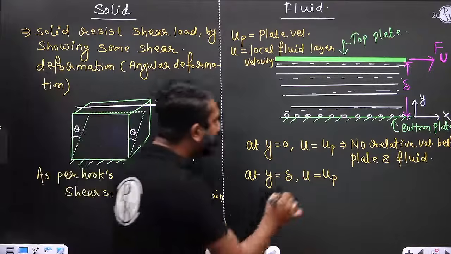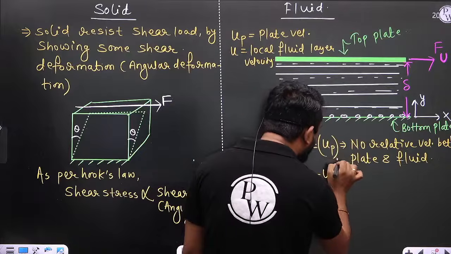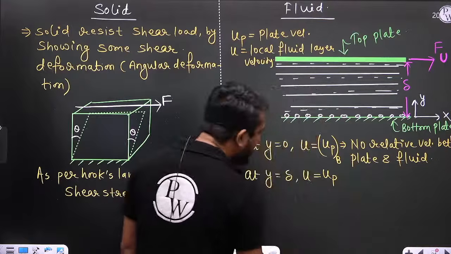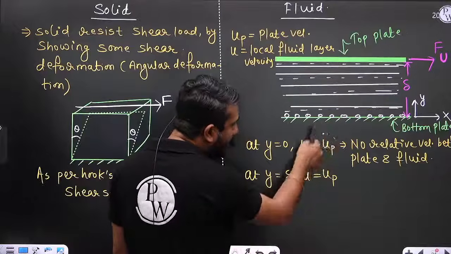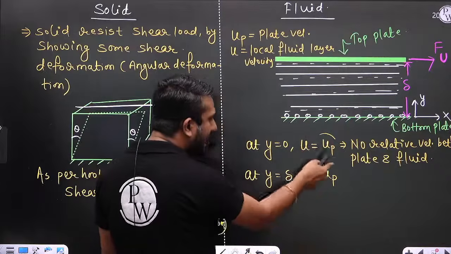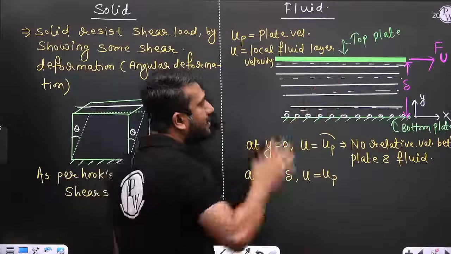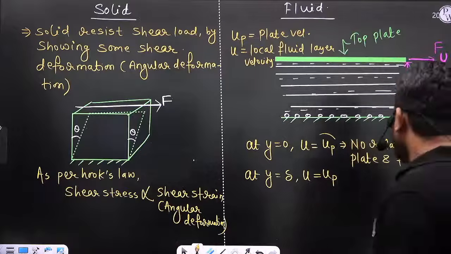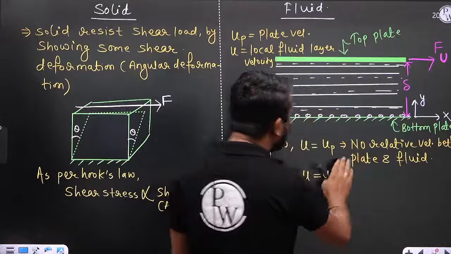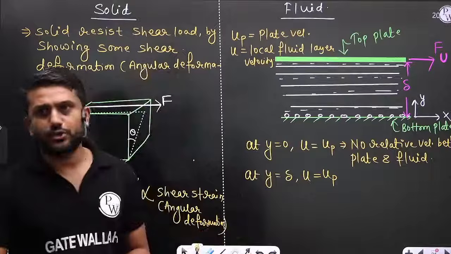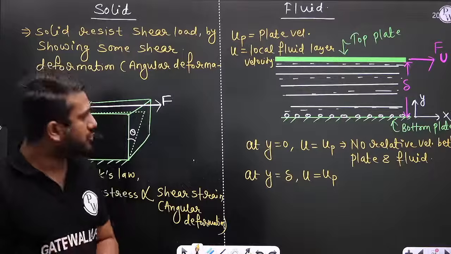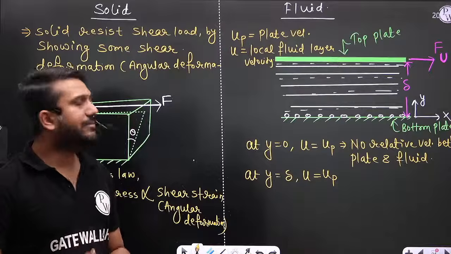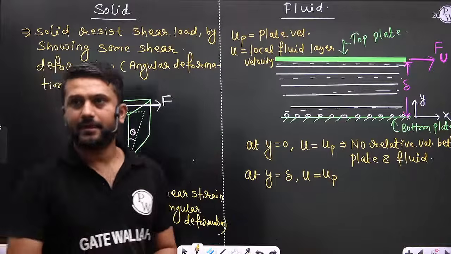Here this UP is the bottom plate velocity, and here this UP is the top plate velocity. So here also we can say, at y is equal to delta also, there is no relative velocity between the plate and the fluid.